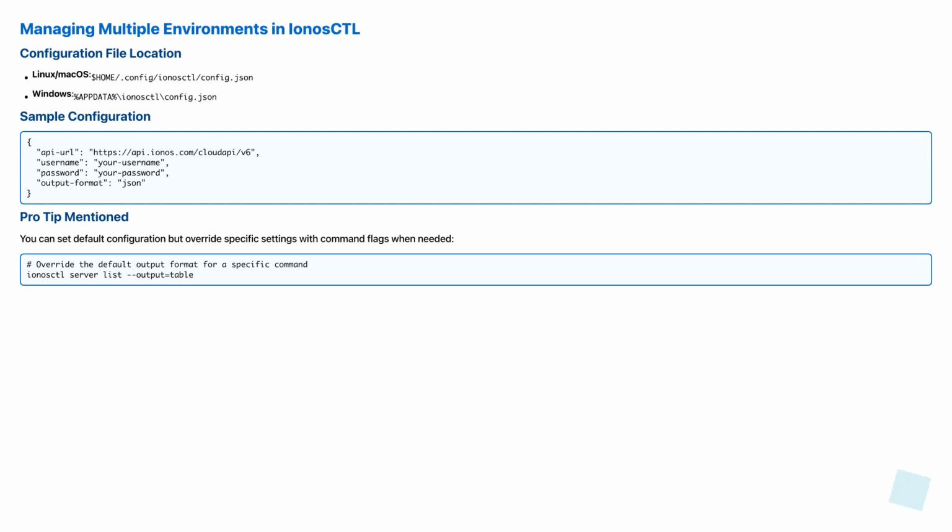What I really appreciate about Ionosctl compared to some other cloud CLIs is that it uses a clear priority system, so command line flags override environment variables, which override the config file. It makes debugging way easier.